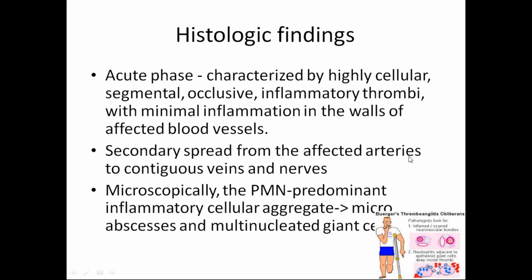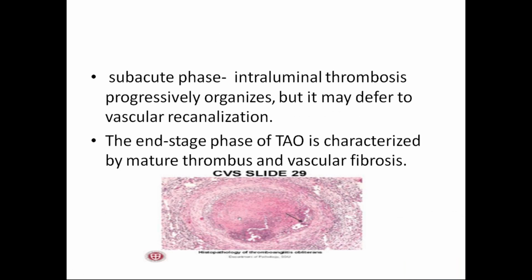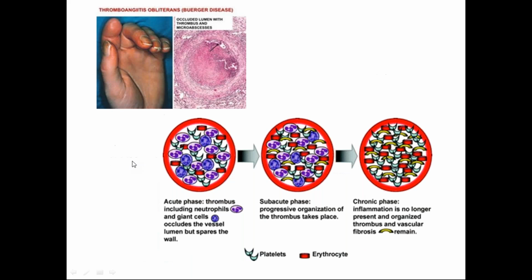Okay, secondary spread from the affected arteries will happen to surrounding veins and nerves. So microscopically, micro abscesses will be there. Multinucleated giant cells, micro abscesses will be there. This is the histological finding. This is a thrombus. Then later the intramural thrombosis will form. It will organize, and may differ the vascular recanalization. Later it will mature and attach to the vessel wall. So it will cause the vascular fibrosis also.